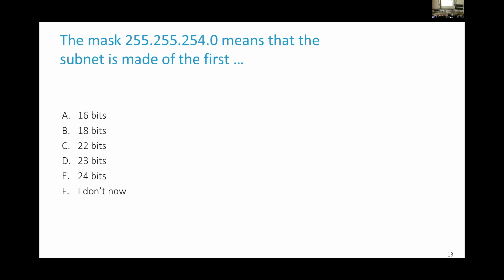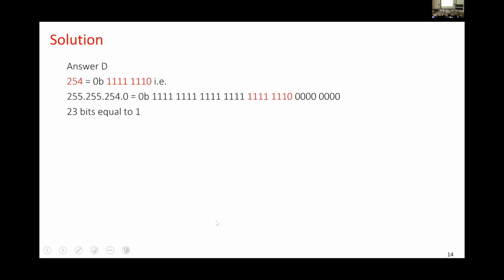And then almost everyone says D, which is easy to do if you have a calculator or if you have a hardwired decimal to binary. So this is 254 corresponds to this. So this mask means that thing here. That means ones everywhere except in the last position, which means it's the first 23 bits.